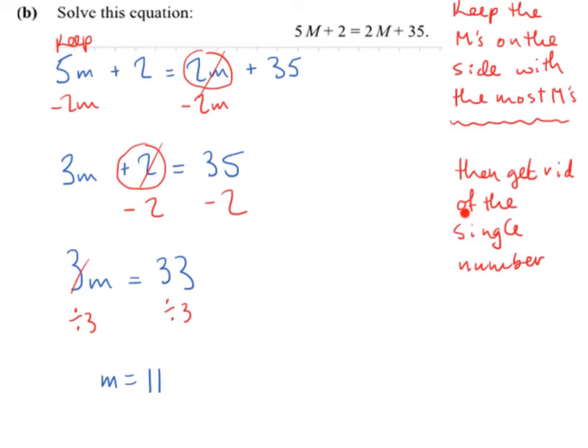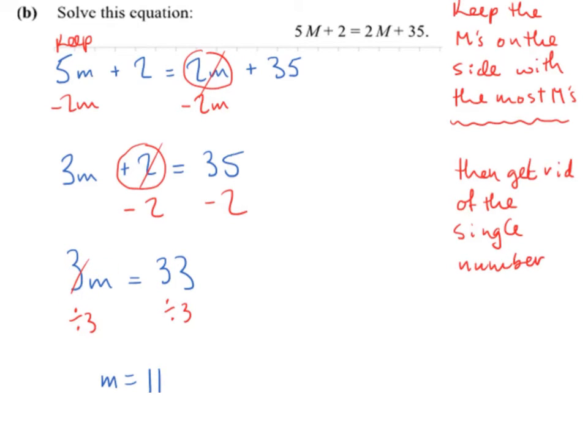Next thing, I'm going to get rid of the single number. So the single number being the plus 2. I also need to get rid of the 3 in order to get the m on its own, but the 3 is stuck onto the m, so I leave that till the end. So the opposite of plus 2 is going to be minus 2, so I minus 2 to the left of the equal sign, and I minus 2 to the right of the equal sign. I bring down the 3m, I've gotten rid of these, I bring down the equals, and 35 take away 2 is 33. Now I can get rid of the 3.